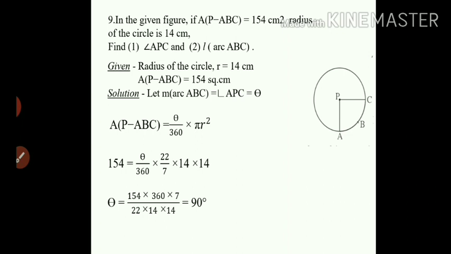You simplify this in the easiest way. You can do one thing: 7 ones are 7, 7 twos are 14. Then 360 you can divide by 2. Again 154 and 22 you can divide in the 11's table. In whichever way is easiest for you, you can carry out the simplification. You get the value of theta as 90 degree. So that means angle APC is equal to 90 degree.